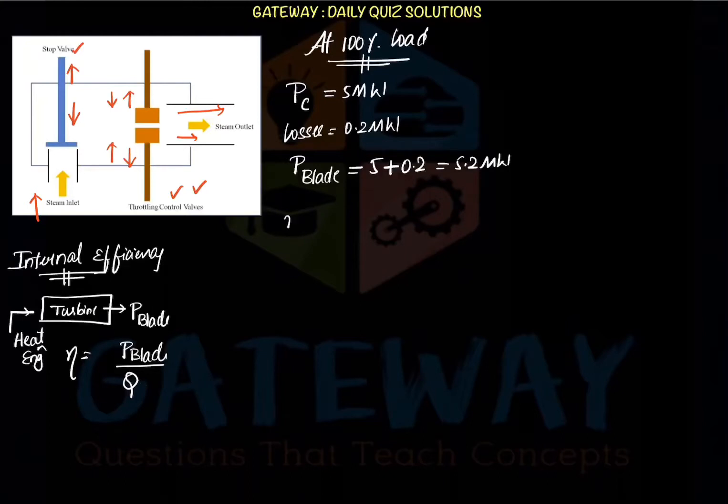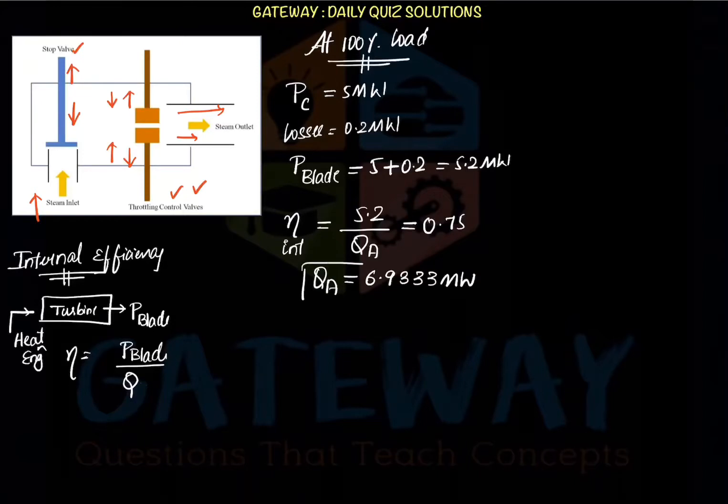So here at 100% load, the internal efficiency is equal to P blade, which is given in the question as the output, 5.2 megawatts, upon the heat added or the heat energy input, that is not known. And the efficiency is given in the question as 0.75. From this we will calculate the heat energy added, that is 6.9333 megawatts. So this is the heat energy added to the turbine at 100% load.